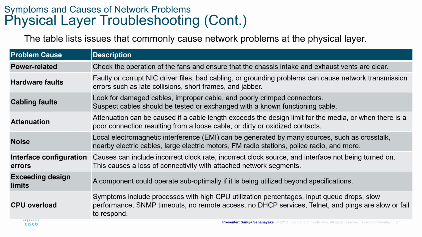Symptoms include processors with high CPU utilization percentages, input queue drops, slow performance, SNMP timeouts, no remote access, no DHCP services, telnet issues, and pings are slow or fail to respond. So those are indications of CPU overload. Again, that may be caused by having installed a device that should not have been installed in that particular location of your network, because it exceeds its design limit. So that could also cause CPU overload.